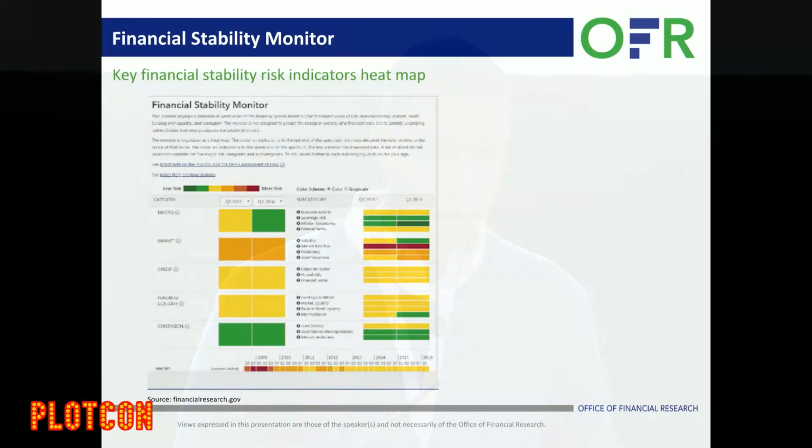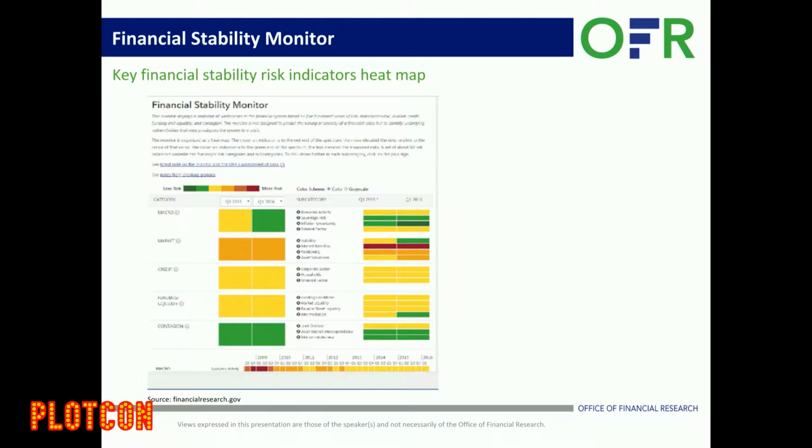We look at a few areas of risk: macroeconomic risk, market risk, credit risk, funding and liquidity risk, and finally contagion risk. And what you can see here in this screenshot is that the only area of red is interest rate risk. I'm sure you are all aware we've had low interest rates for a very, very long time, and so that's one of the largest risks, that there's a rapid repricing of interest rates.